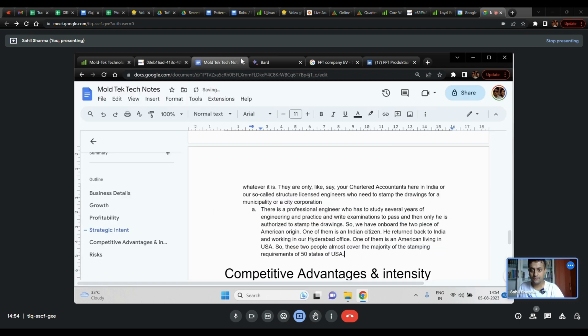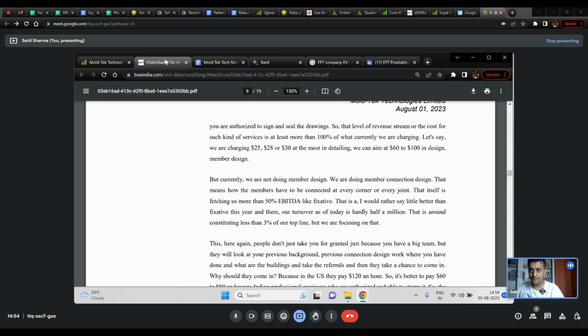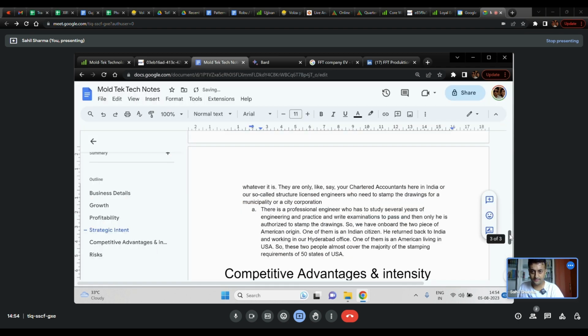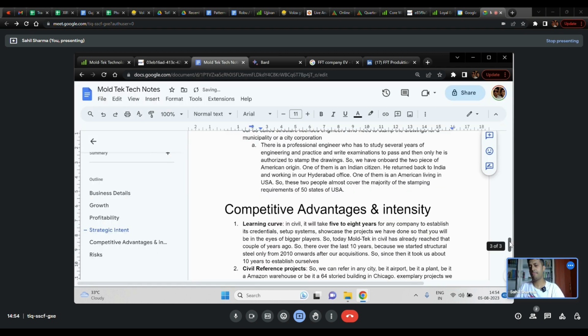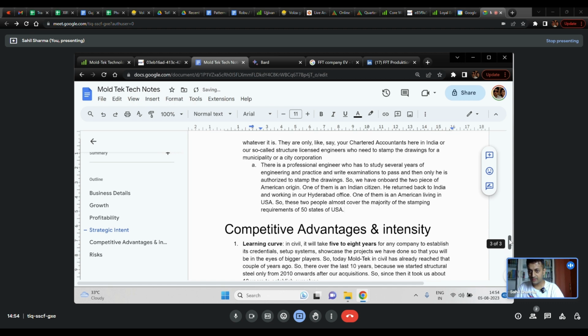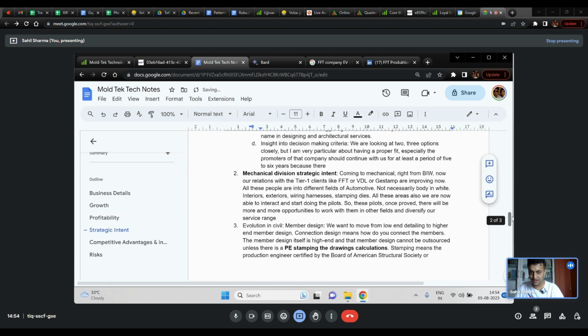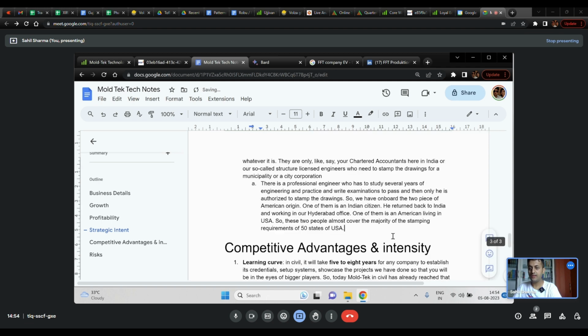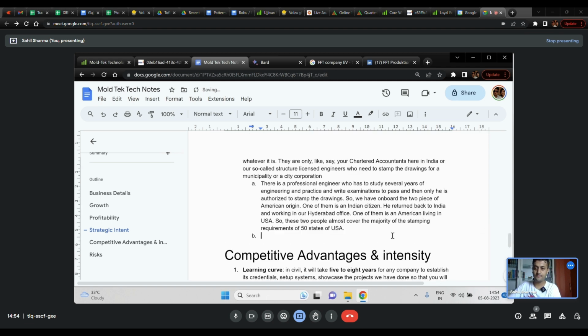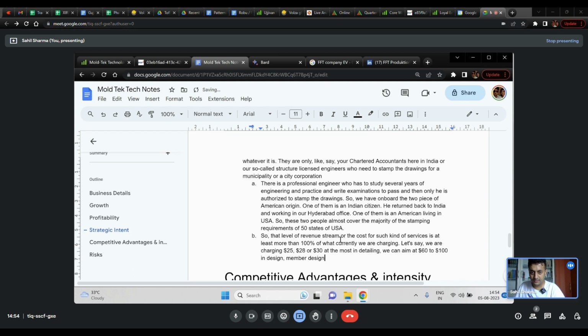So I would put this under, I think this would probably go under strategic intent. I mean, we can put it under profitability also, but let's just put it here. Because all of these are increasing the terminal value of the company.